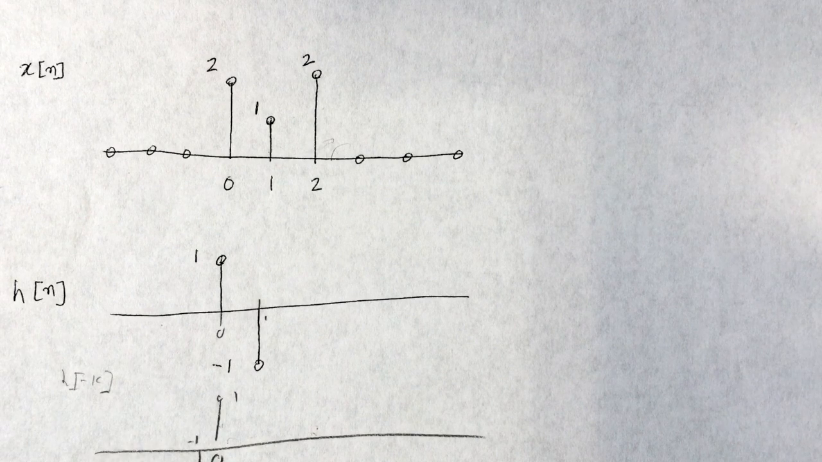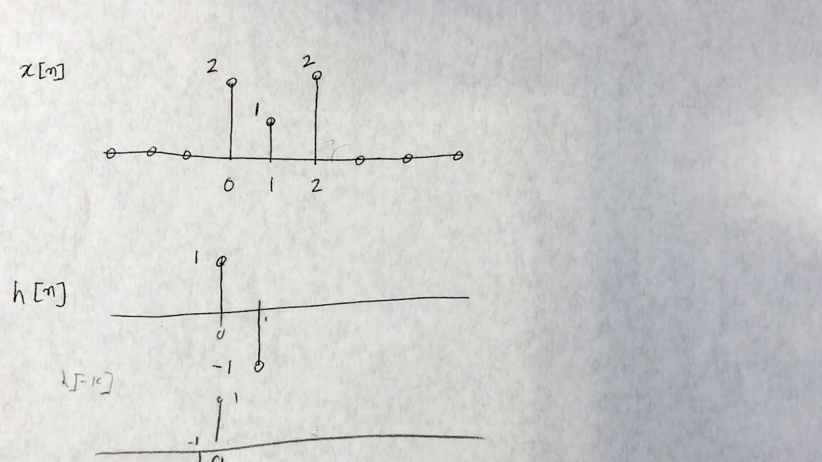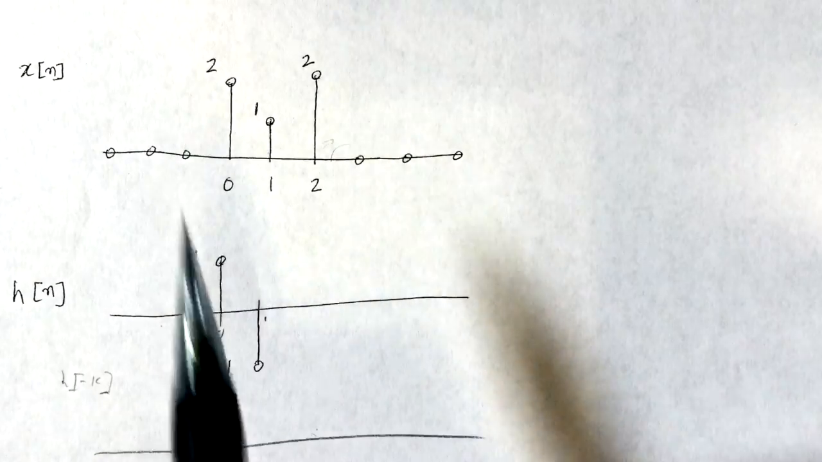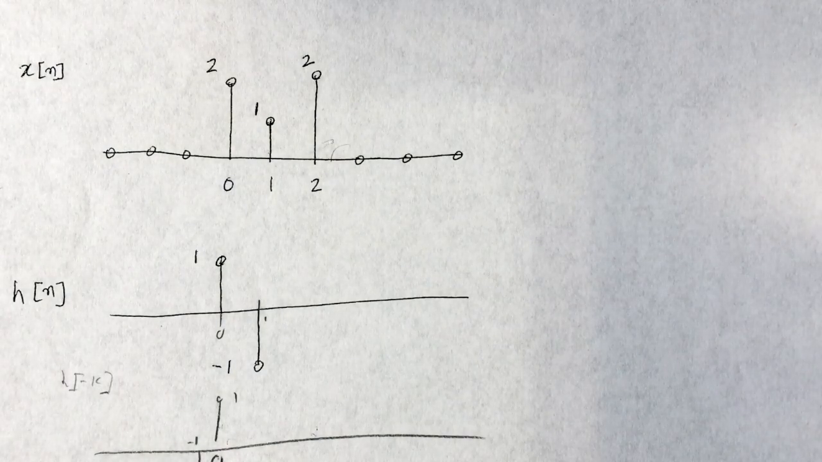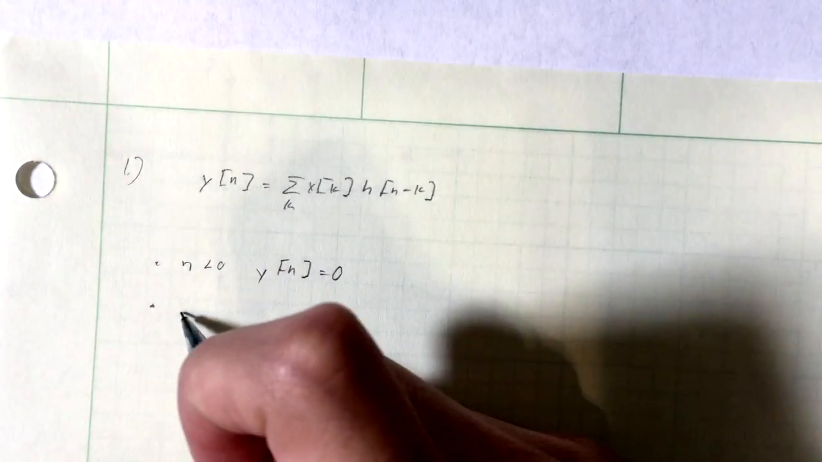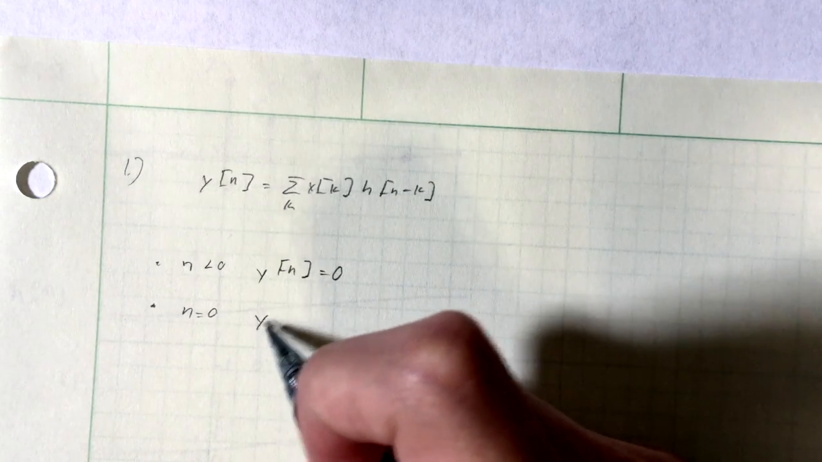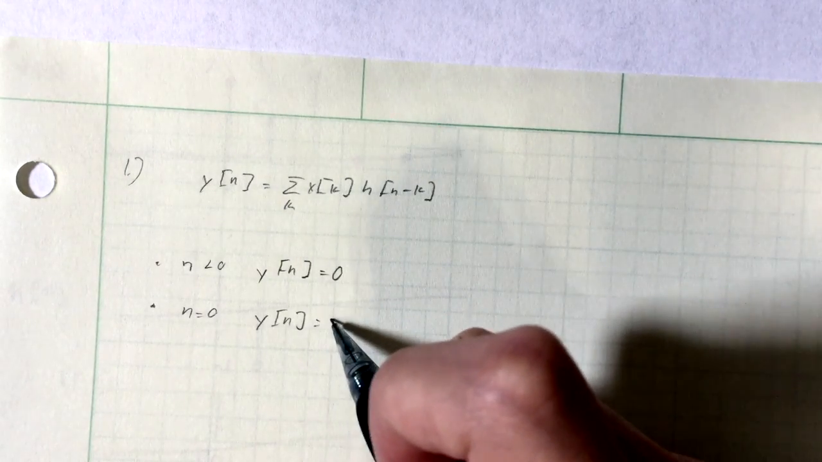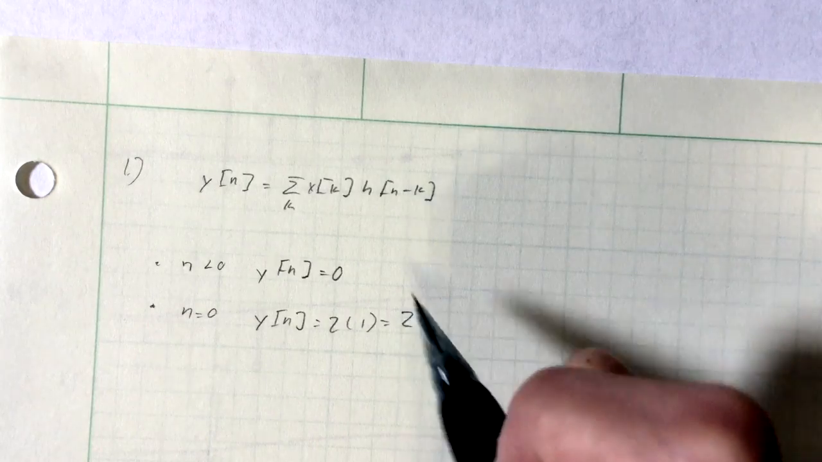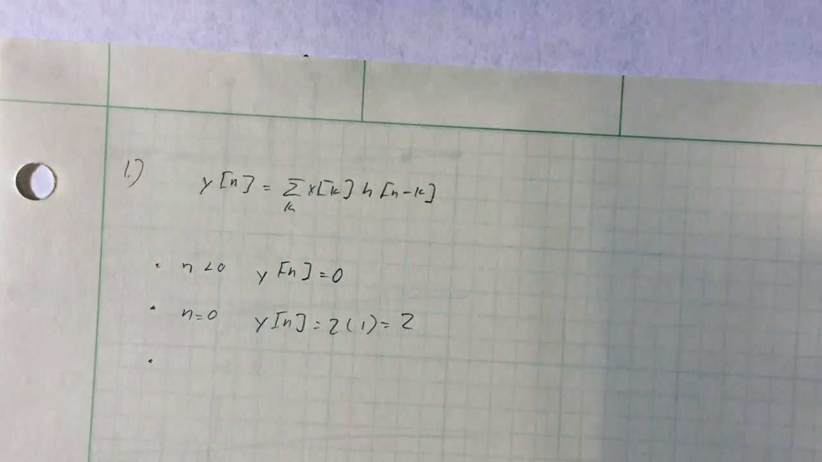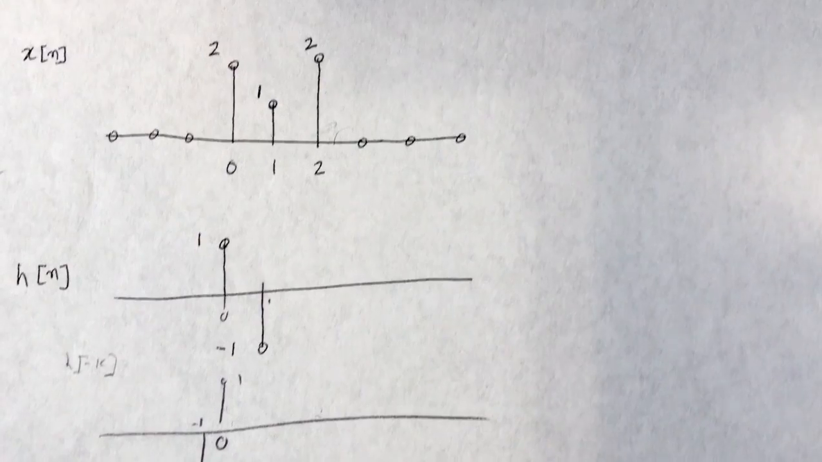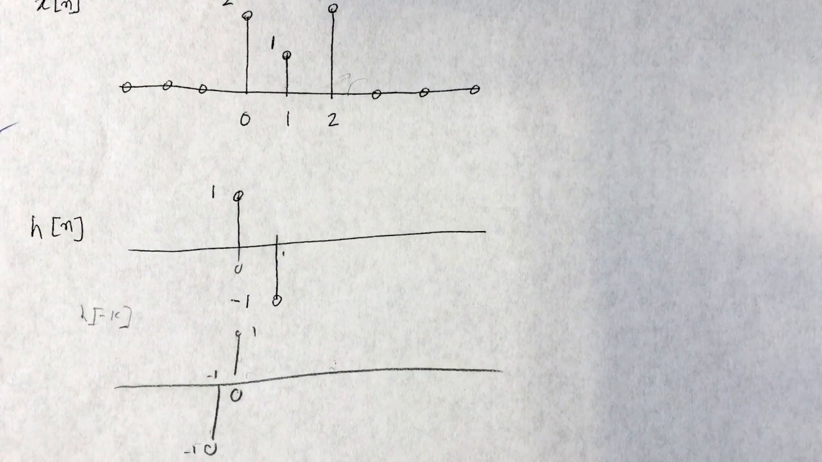So when n is equal to 0, they only overlap at one place. They don't overlap at two places. So we get 2 times 1, which is just 2. So n equals 0, y of n equals 2 times 1 equals 2. Perfect.